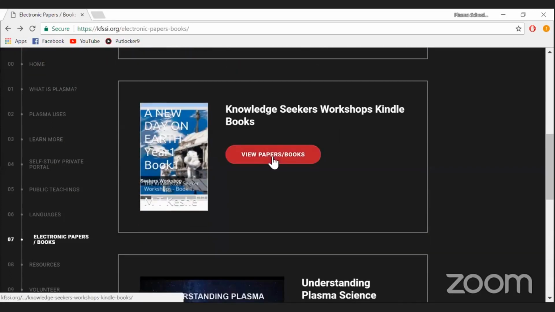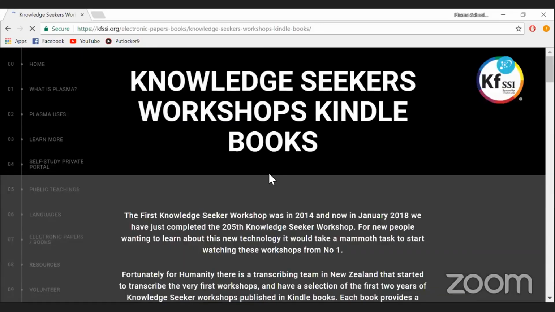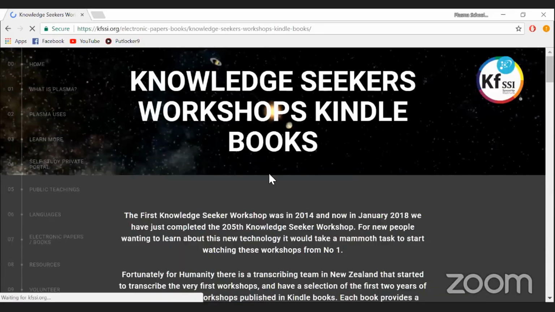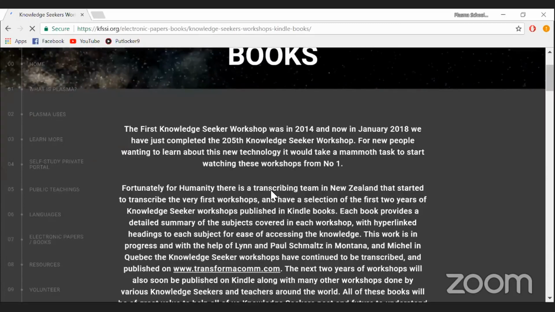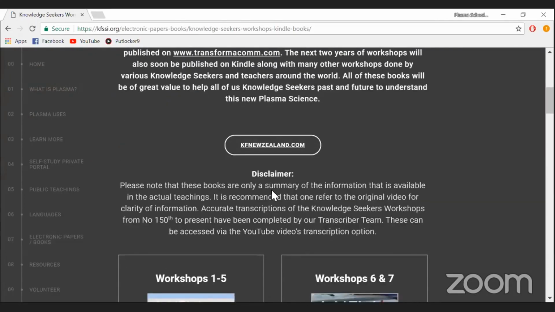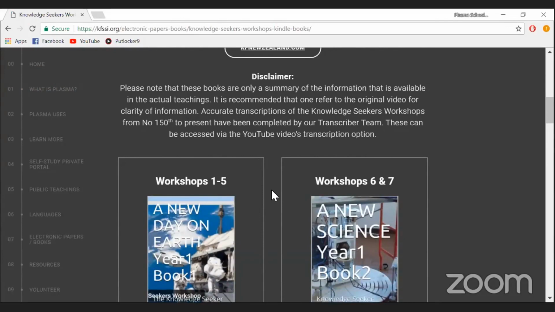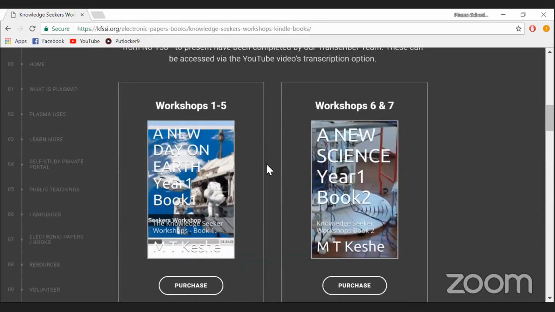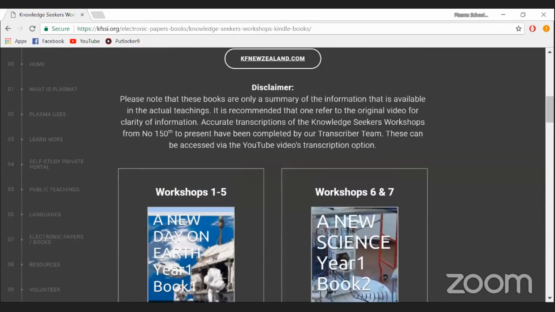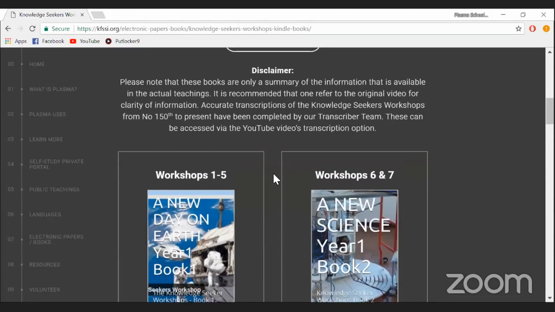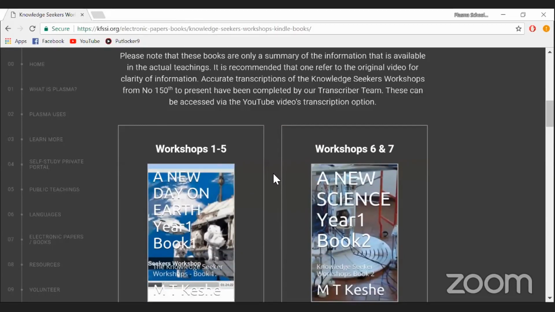And then we have some Kindle books, and these are very, very valuable books. They've been developed by KF New Zealand. And what he's done is he's taken the very first workshops and put them into a Kindle book. Now, just bear in mind, in terms of our disclaimer here, that what he's done is he's created a summary. So these are not the exact transcriptions that our transcribers do. They are just essentially a summary of these workshops.